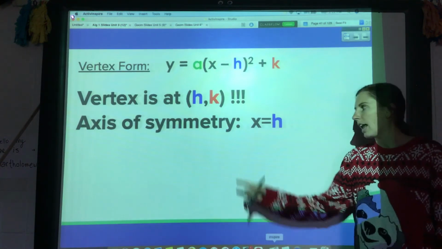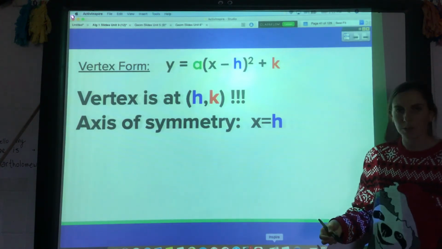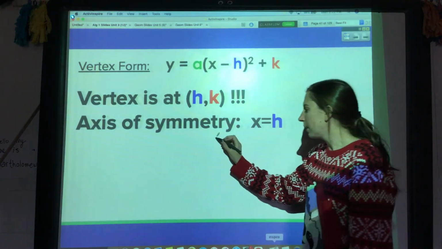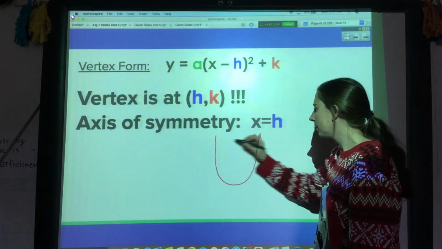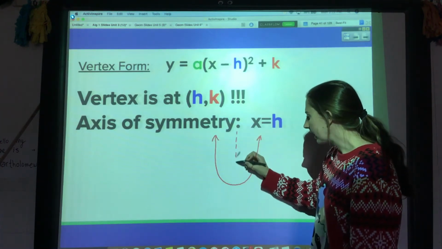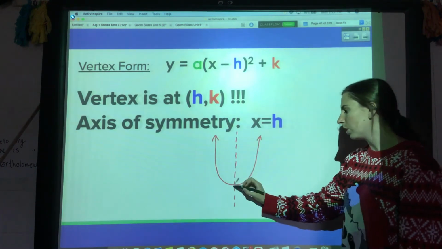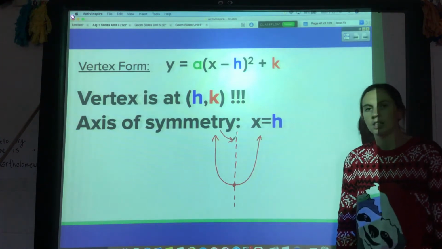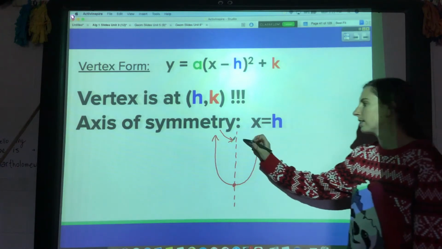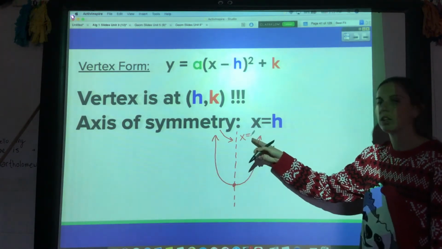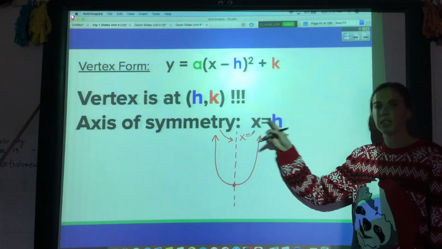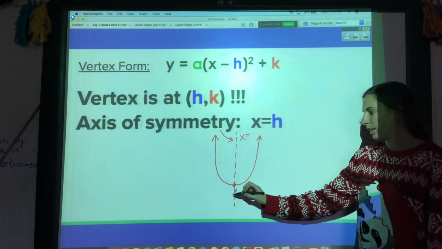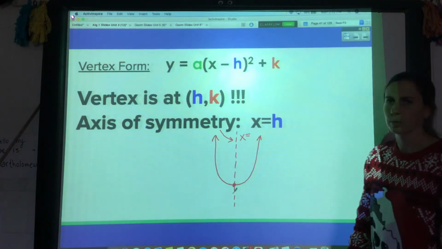Also, there's something called an axis of symmetry. This is exactly what it sounds like. An axis is just like a line that you could reflect across. And so with a parabola, the axis of symmetry is the line that goes straight down the middle through the vertex. This is the axis of symmetry. The equation for that line is always x equals, because it's a vertical line, and so we do x equals, and then whatever your h value is, because it's going to go through the vertex. We'll talk more about that later.